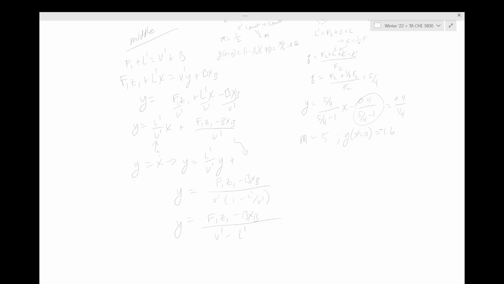over the difference between V prime minus L prime. So what was that? That is where we intercept the y equals x line. We have our bottom concentration, we have our feed, and we have our z. We do not have this, however. So let's try to solve for that.